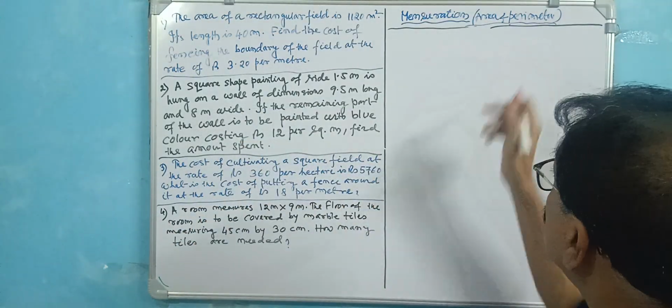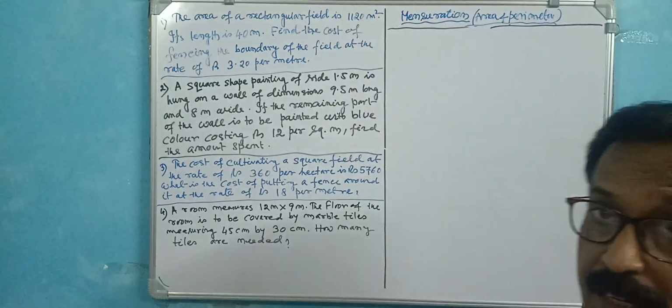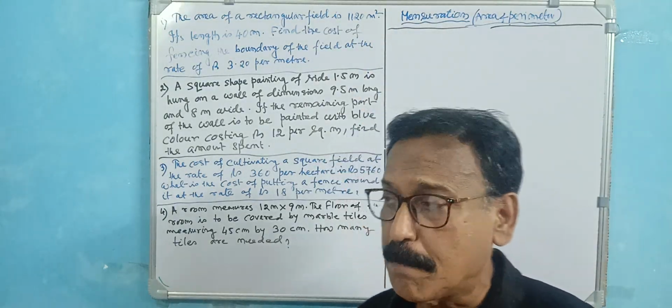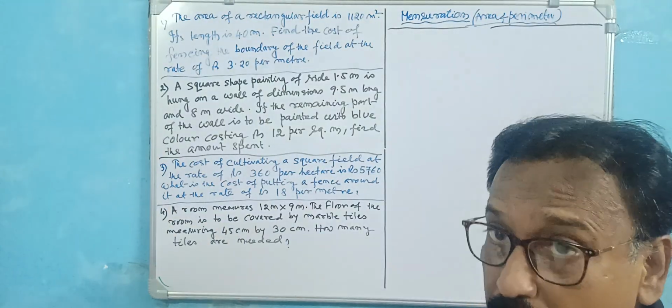Okay. So here is the mensuration: area and perimeter. Four sums are there. You know all these things. The concept must be clear. You just apply. Very easy. Okay. Now let's start. Number 1 sum.